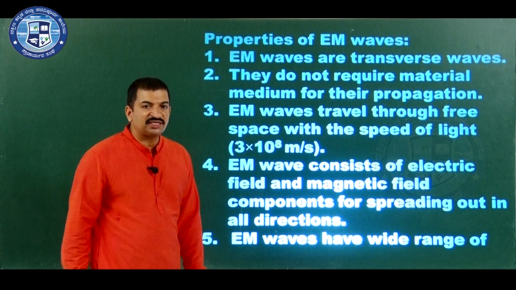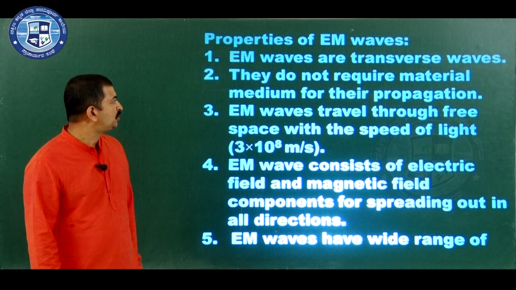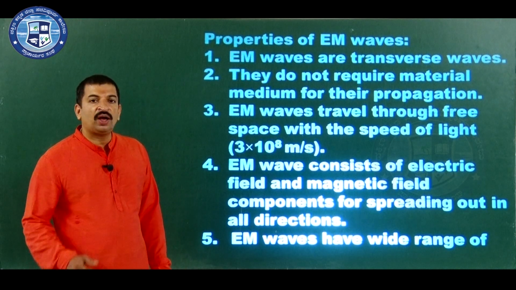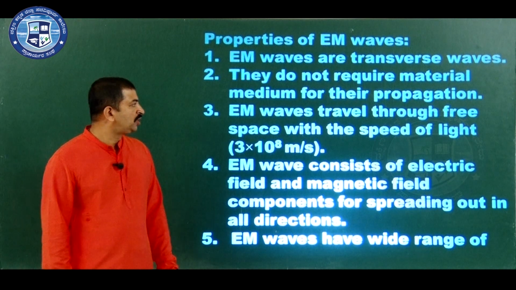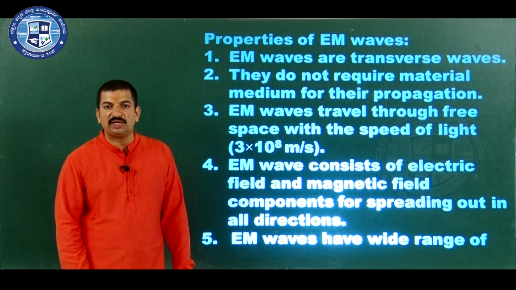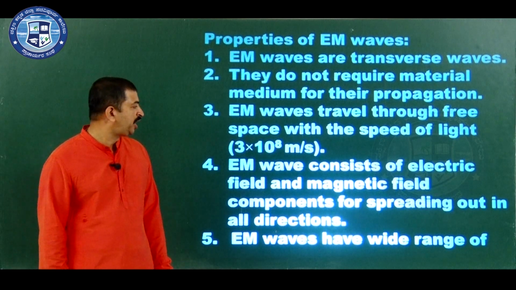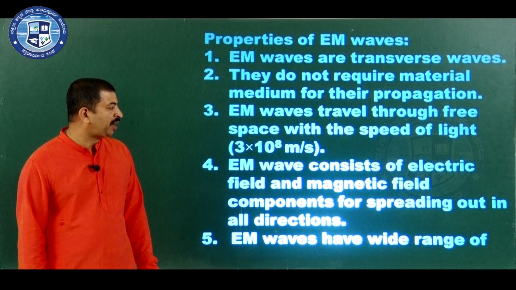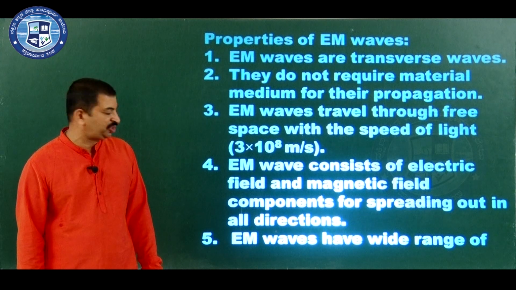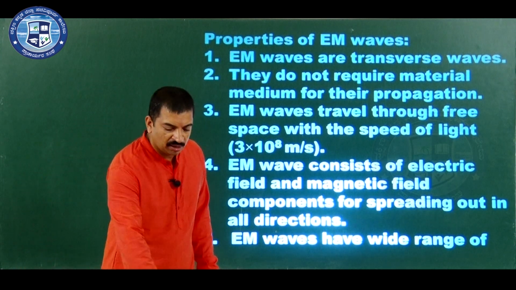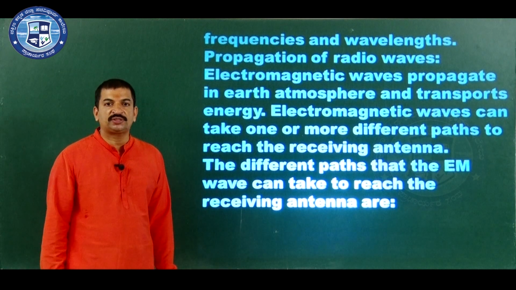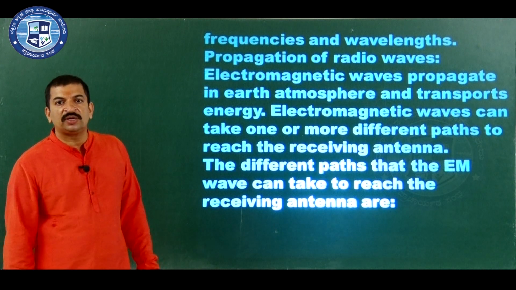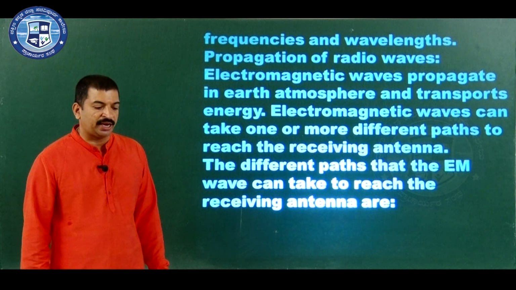Now, let us summarize the properties of the electromagnetic waves. The electromagnetic waves are transverse waves. They do not require a material medium for their propagation. The electromagnetic waves travel through free space with the speed of light, 3 into 10 to the power 8 meter per second. The electromagnetic waves consist of electric field and magnetic field components spreading out in all directions. The EM waves have a wide range of frequencies or wavelengths. The electromagnetic waves propagate in Earth atmosphere with the speed of light and they transport energy.